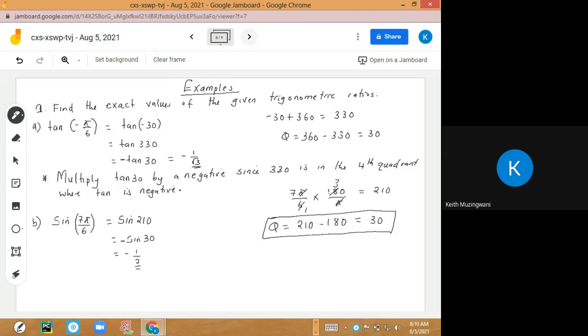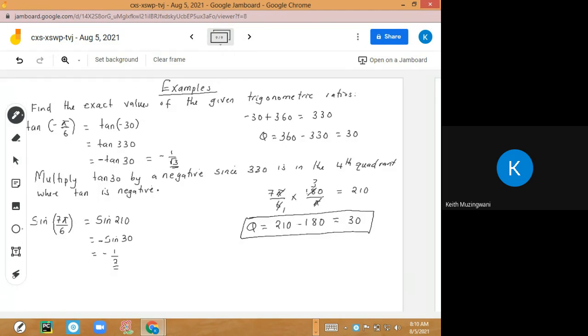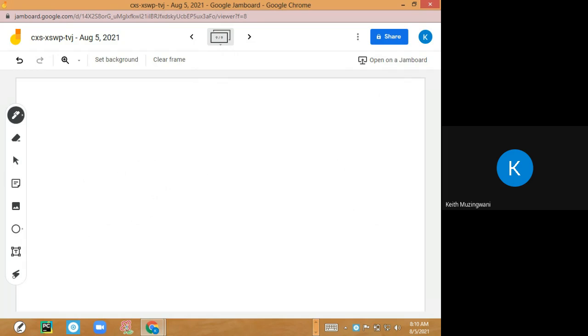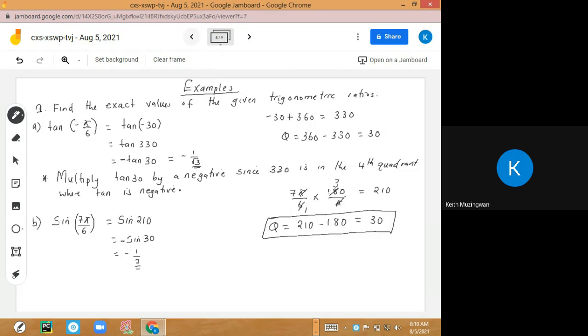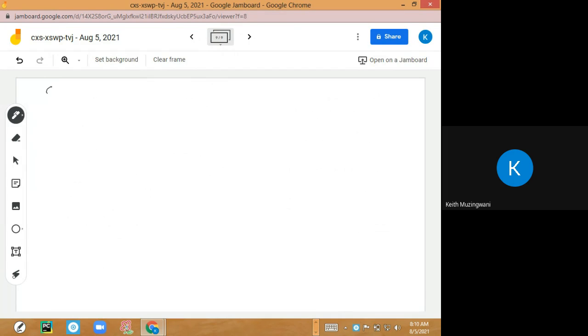Okay. Another one. This was B, so let's call it C. So when you catch it, I'll stop bringing examples. I'll change to another type of examples.